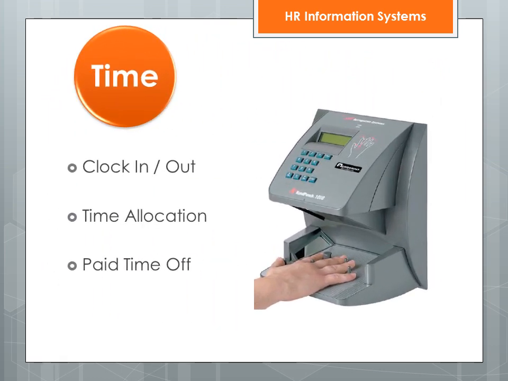The second component of a typical HR information system is tracking time and attendance. As you can imagine, this involves clocking in and out for hourly employees. In recent years, the options for time clocks have become quite sophisticated. As you can see here, some even go as far as monitoring an employee's handprint in order to clock them in or out.